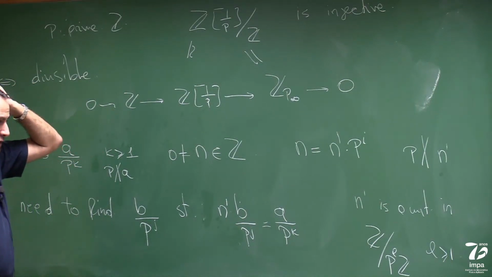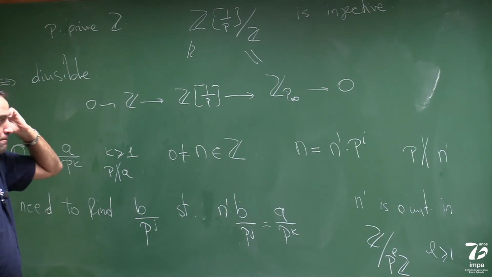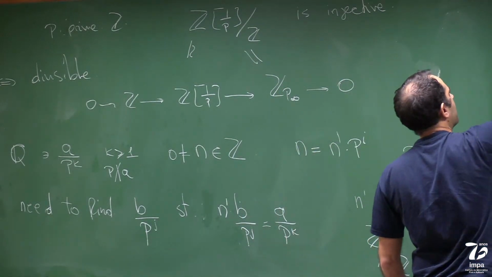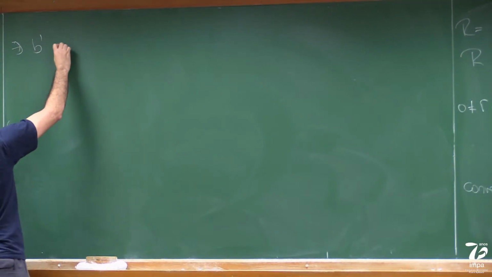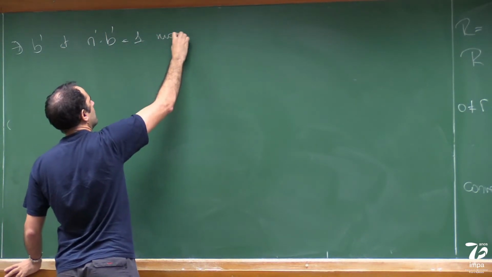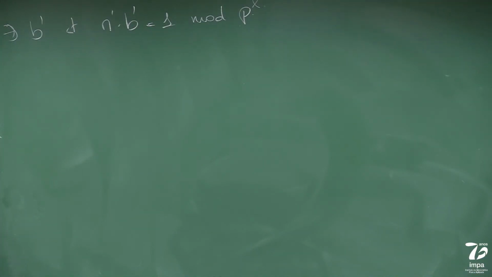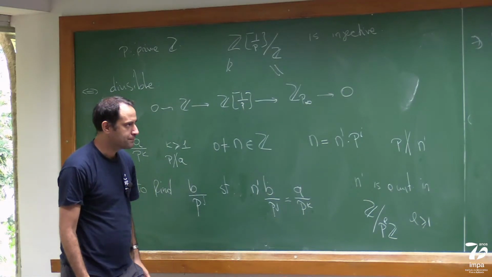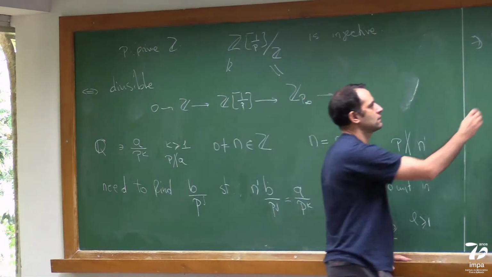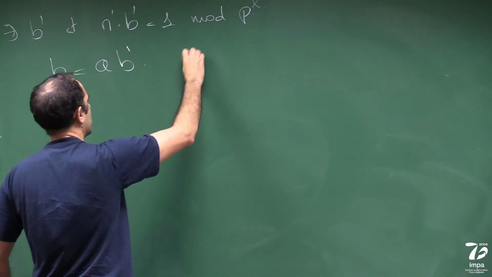So that means that that guy is invertible. So I can find some b such that n prime times b is equal to 1. So let's use b prime. So there exists some b prime such that n prime times b prime is equal to 1 mod p to the l, for an arbitrary l. In particular, I can do this for p to the k, which is what I want. Okay, so now b is just going to be a times that, for l equal to k.